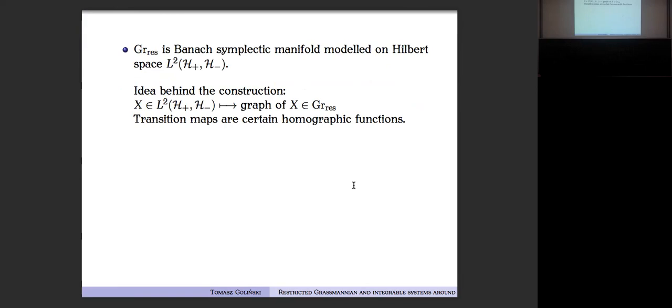So, the idea is that if we consider an operator between H plus and H minus, and consider its graph, its graph is a subspace of the whole Hilbert space, and if we choose this operator to be a Hilbert-Schmidt operator, then the graph is automatically in the Grassmannian. And it turns out that by changing somewhat those spaces here, we can obtain another map, and they form an atlas on the restricted Grassmannian, and transition maps are homographies, so they are smooth. So that's the construction.